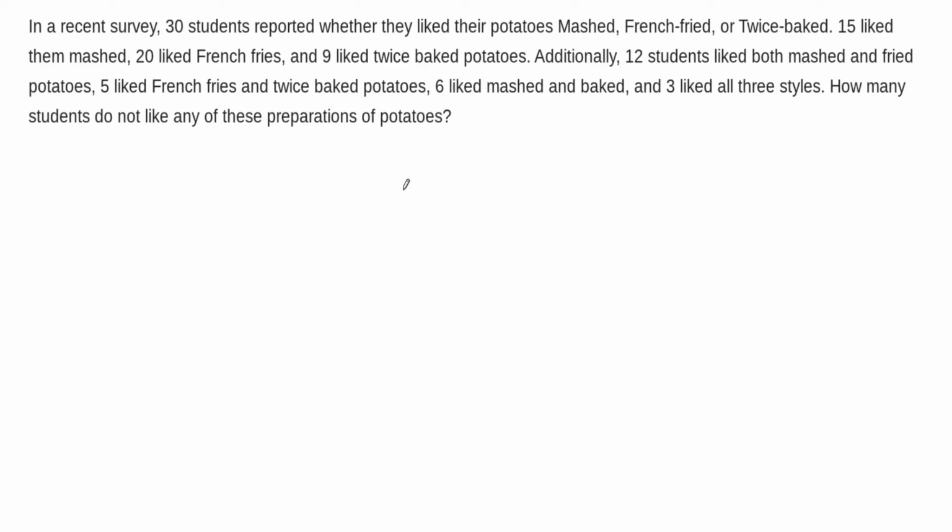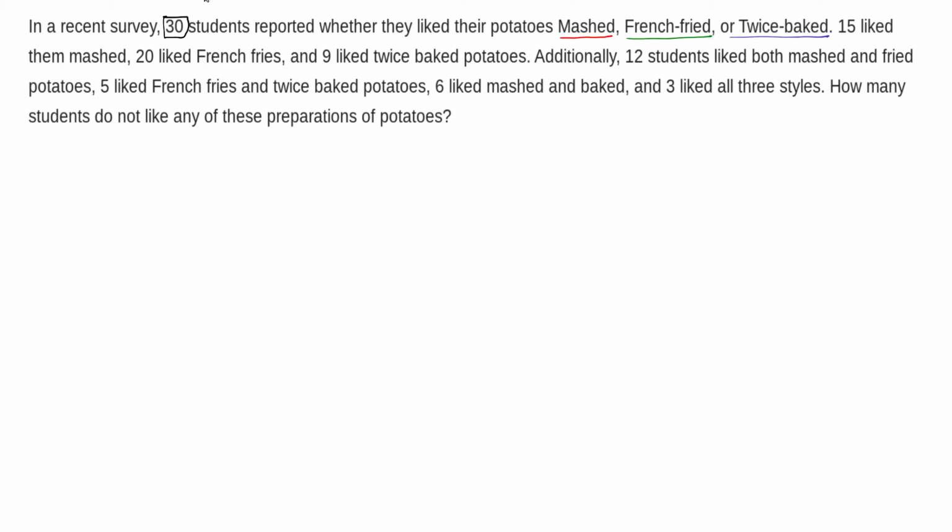In this example, we're talking about potatoes. So we have a survey for which 30 students were surveyed, and they gave answers on how they like their potatoes cooked. The three choices are mashed, French fried, or twice baked. I'm color coding all this.